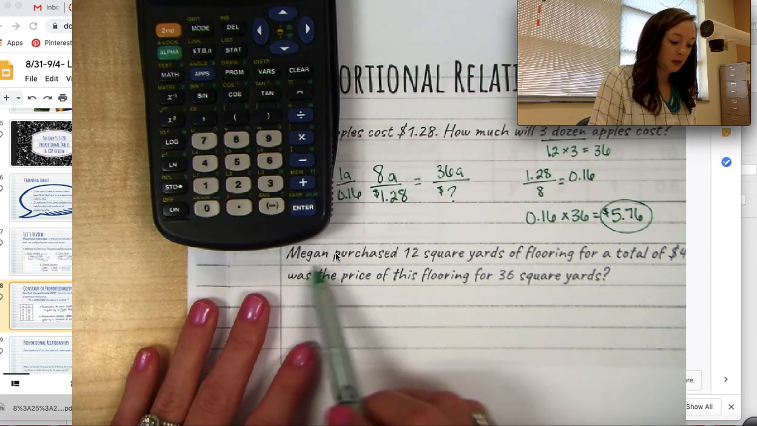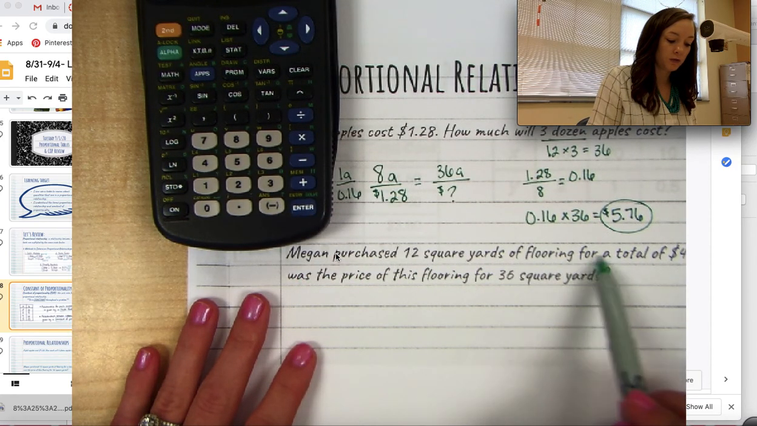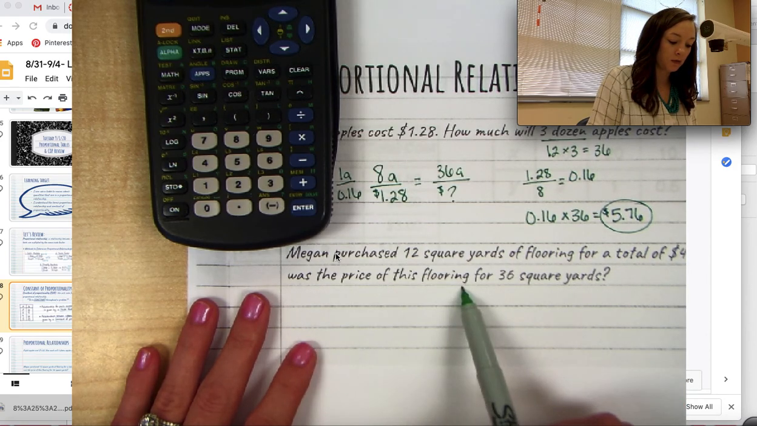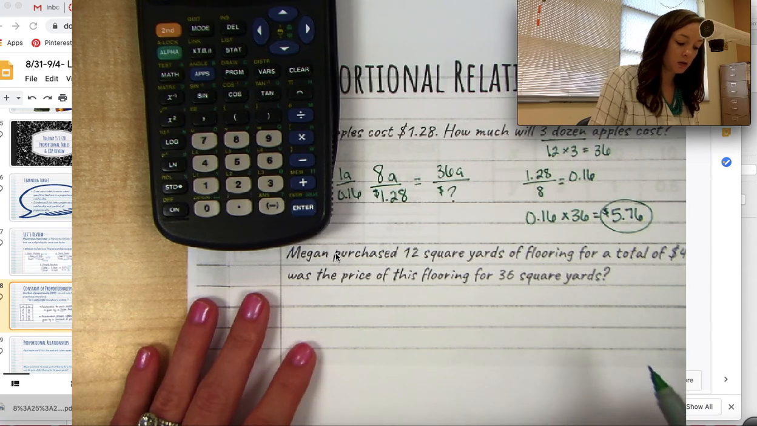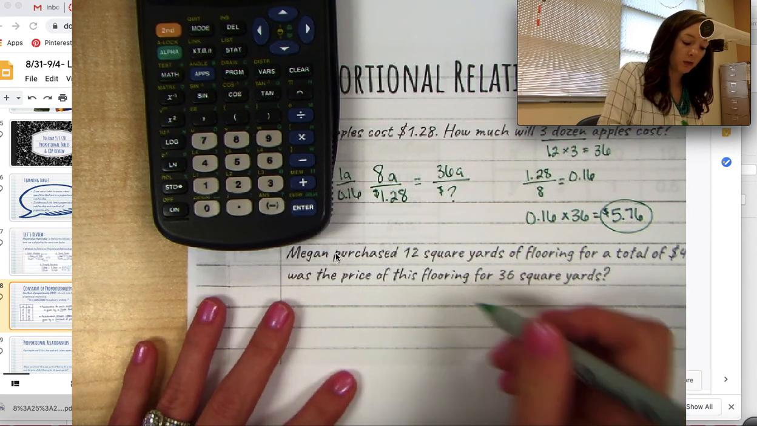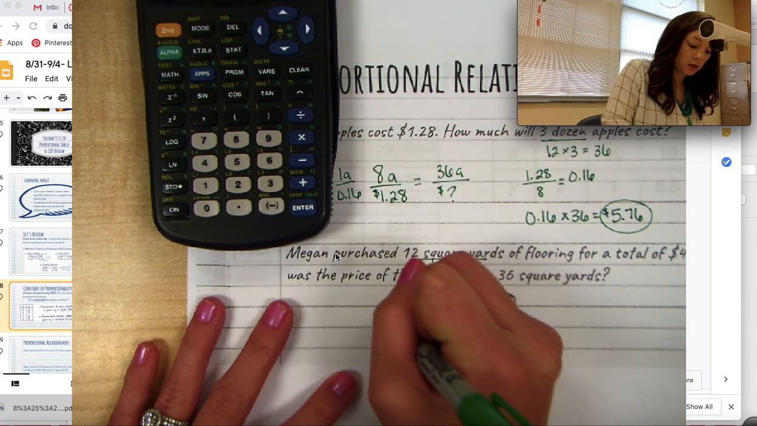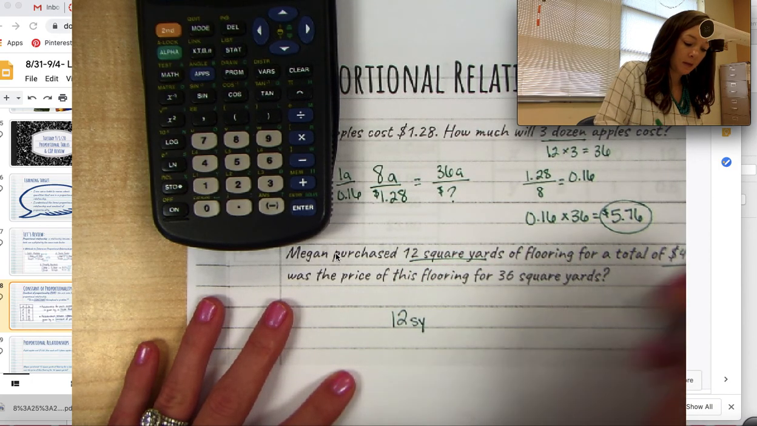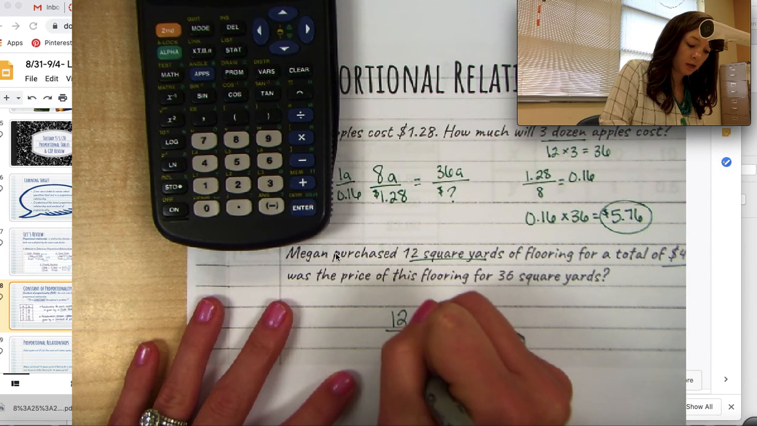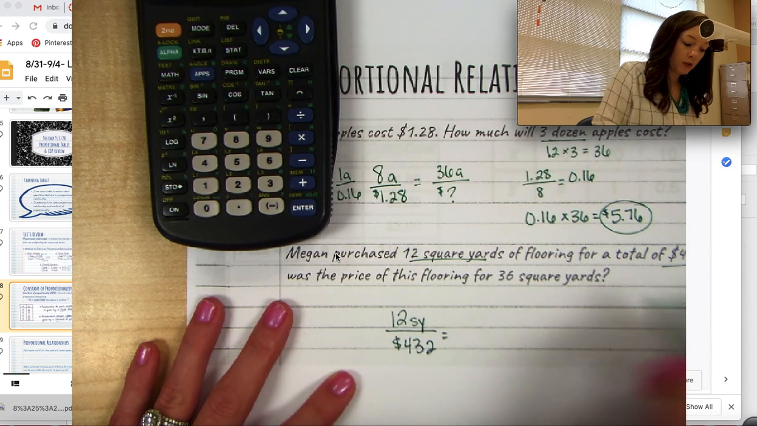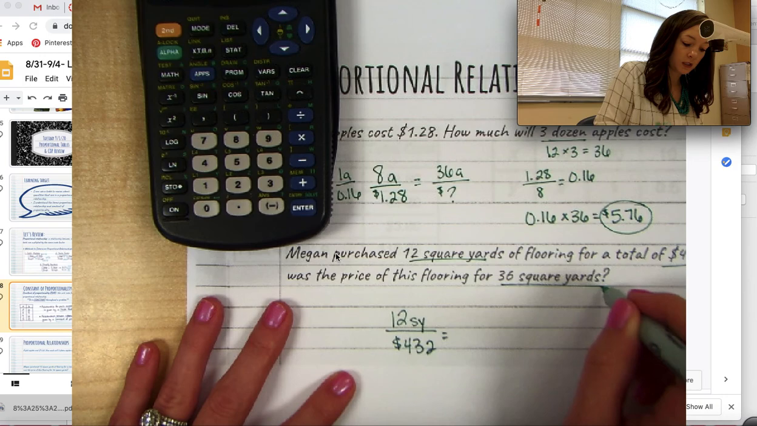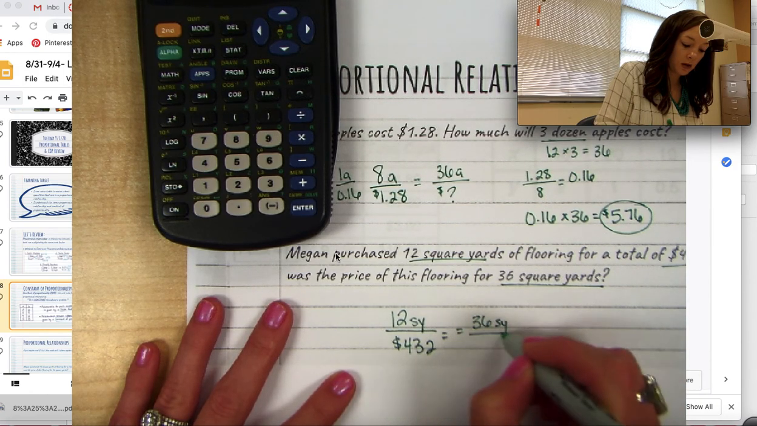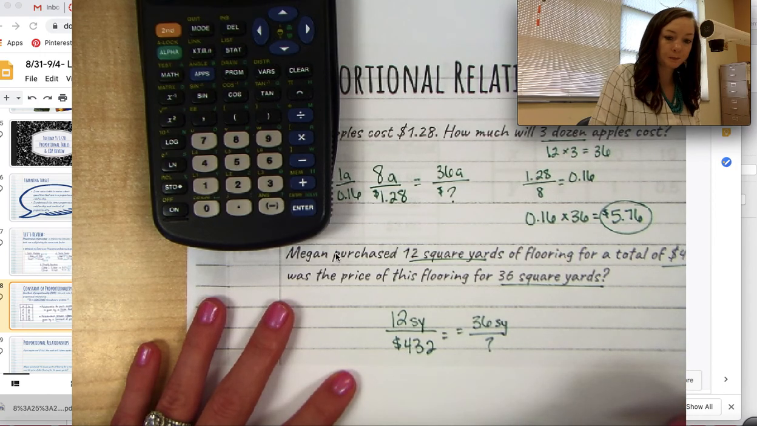Next one. Megan purchased 12 square yards of flooring for a total of $432. What was the price of this flooring for 36 square yards? Again, let's write our proportions first. I've got 12 square yards, and that amount was $432. What is the price for 36 square yards? So I've got 36 square yards, and I don't know the price.